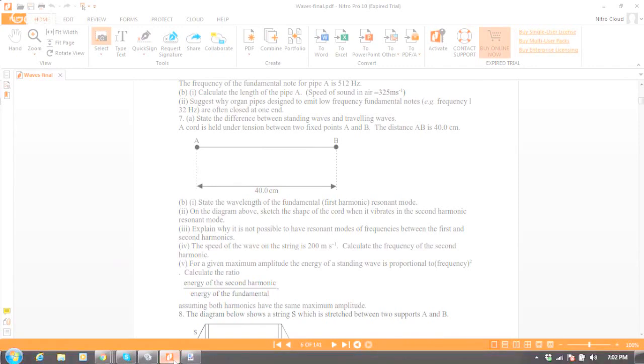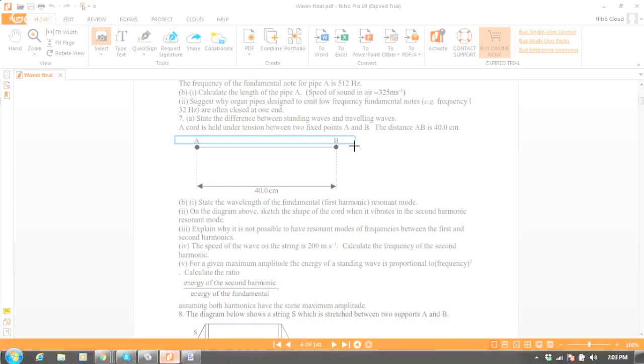Question number 7 is state the difference between standing wave and traveling wave. So standing wave is a wave in which the energy profile does not appear to shift, and the traveling wave is a wave in which the energy profile appears to shift. Now, the next part is a cord is held under tension between two fixed points A, B. The distance AB is 40 cm. This distance is given. State the wavelength of the fundamental frequency.